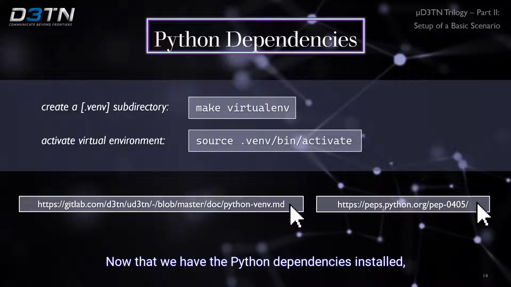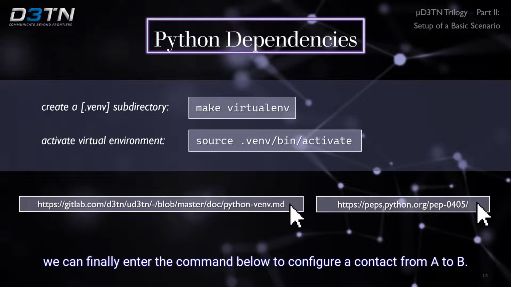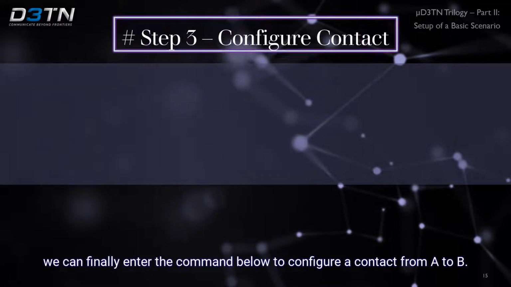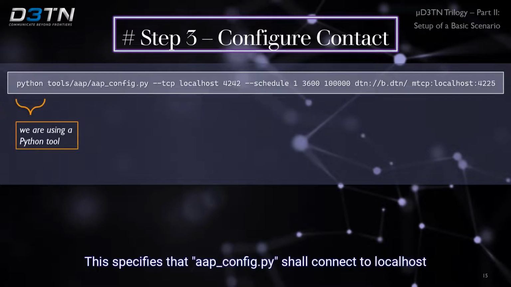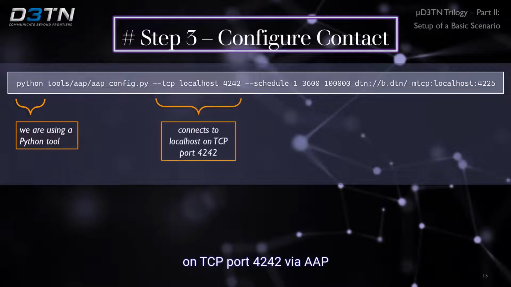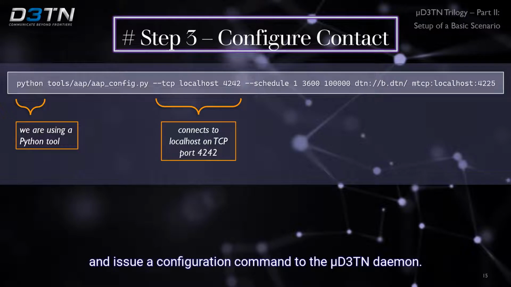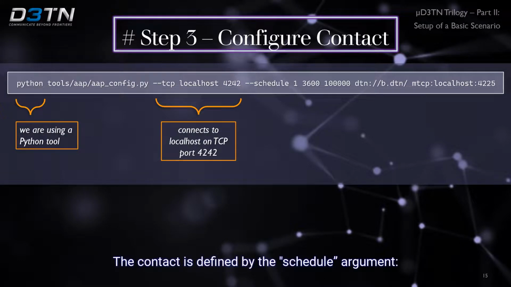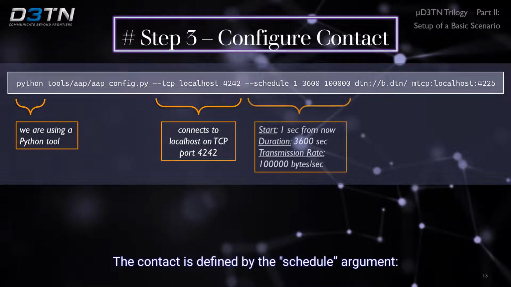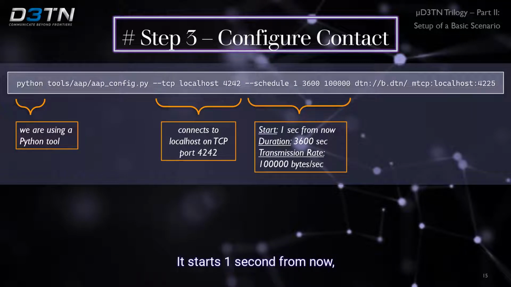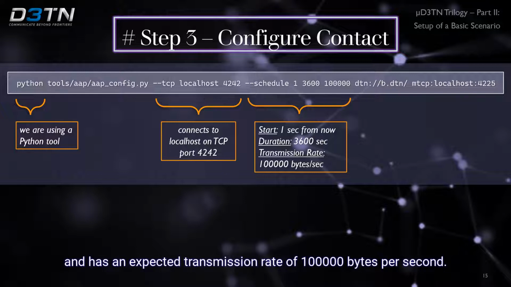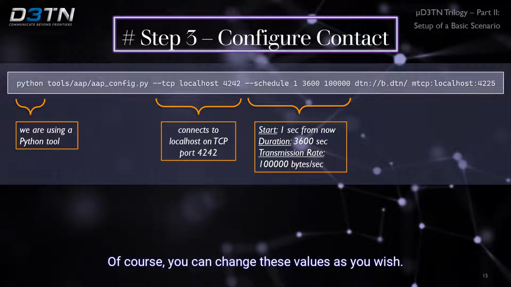Now that we have the Python dependencies installed, we can finally enter the command below to configure a contact from A to B. This specifies that aap-config.py shall connect to localhost on TCP port 4242 via AAP and issue a configuration command to the µD3TN daemon. The contact is defined by the schedule argument. It starts 1 second from now, runs for 3600 seconds, and has an expected transmission rate of 100,000 bytes per second. Of course, you can change these values as you wish.